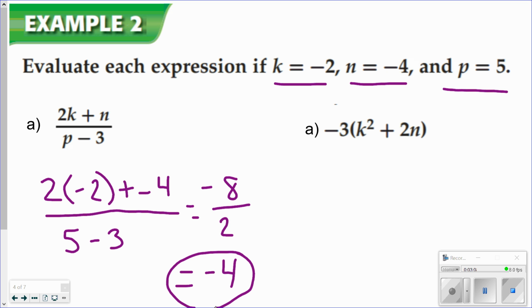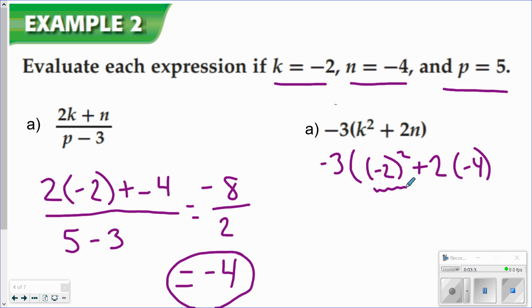The next question here, that really should be a B. So B is negative 3 times the quantity k squared plus 2n. So let's plug in what we know once again. k is negative 2, squaring that, plus 2 times n, which is negative 4. We need to be careful here.